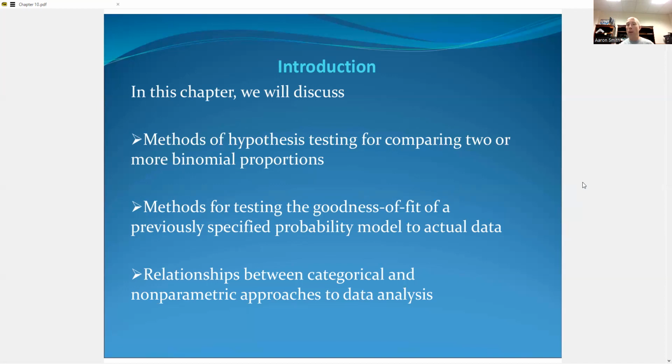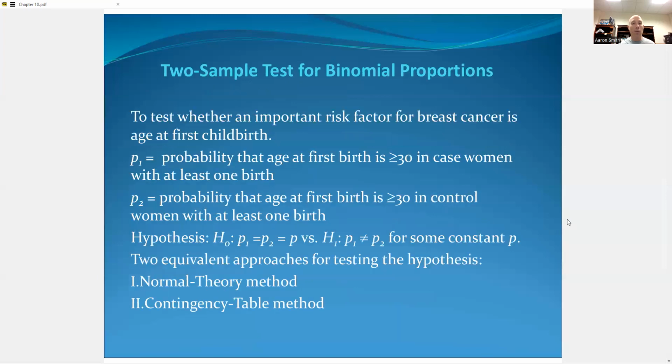It might be that we have a belief of what the distribution is. In that case, we're going to be doing a goodness of fit test. Typically, we will be using the chi-square test for this. The first one we're going to talk about is the two-sample test for binomial proportions.